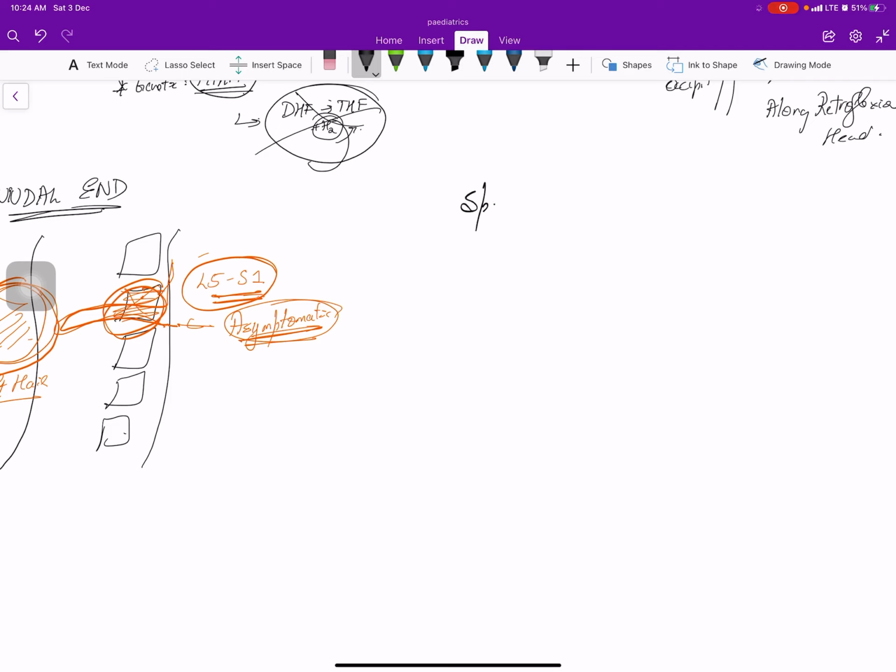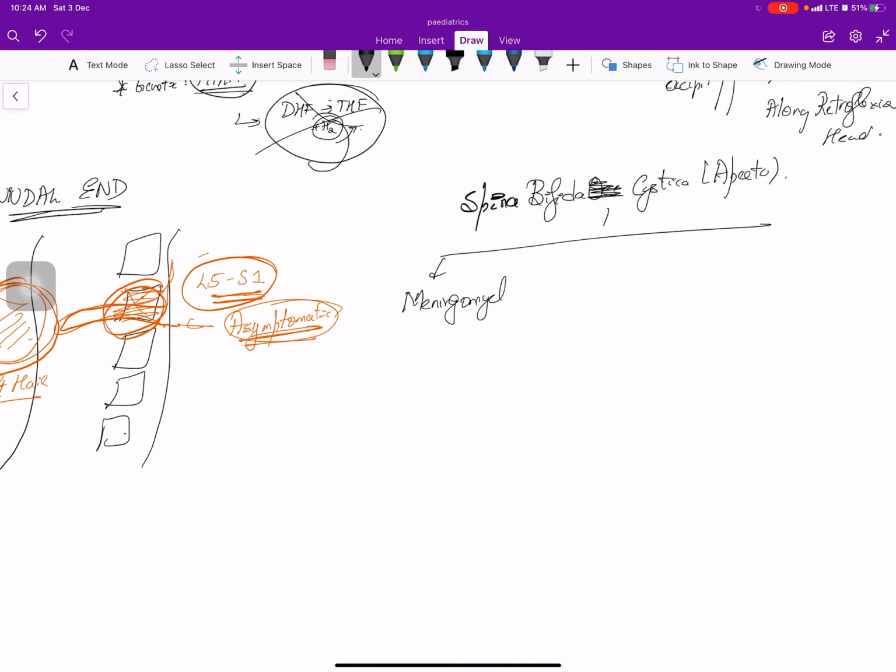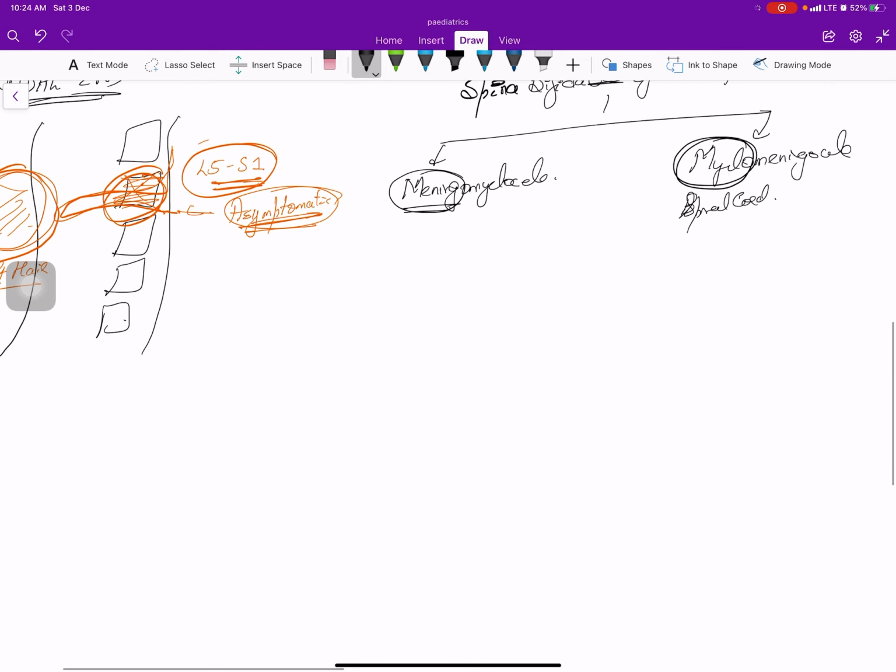But we have the other condition, unlike spina bifida occulta. Occulta was hidden. This is cystica, also called aperta. Okay, two types. Meningocele, where meningo is involving the meninges, and another type, myelomeningocele. Again, myelo means the spinal cord. So here we will have the spinal cord protruding out from the defect.